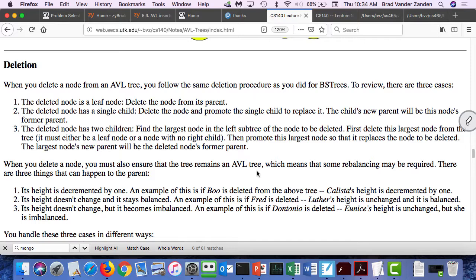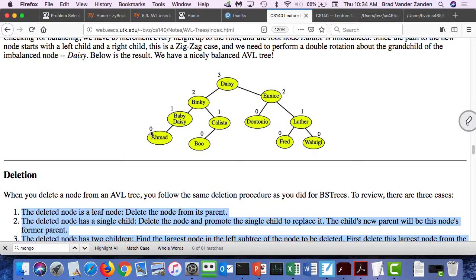And here's an actual review of that. So if the deleted node is a leaf, that's the easy case. So if we were here and we just deleted Boo, that's a leaf, it simply goes away. The second case is where you have a single child. So let's say you deleted Callista. What happens when you delete a node with a single child? Very good. You promote the child. So if I deleted Callista, Boo would replace Callista. Okay? Then the final case is where we have two children. Okay, let's say I deleted Daisy. What do I do when I have two children?